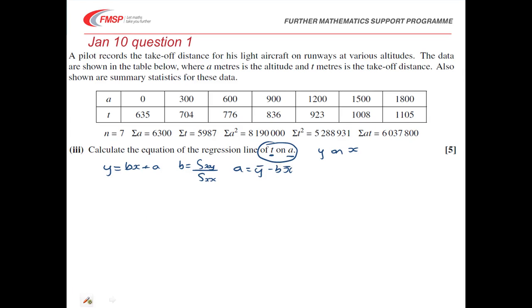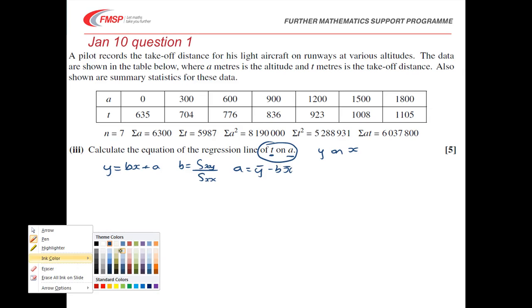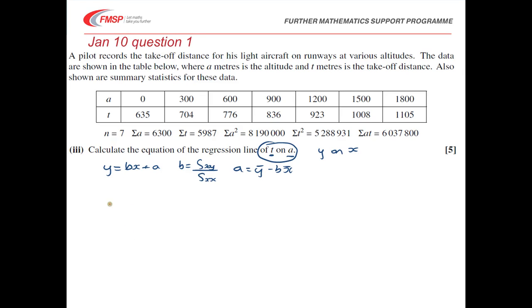Before we use this, and I strongly advise you to do this, put it into the correct context. So this should be T equals bA plus, since I've already used a, let's call it c, where b in this case is going to be SAT over SAA, and c, your y-intercept, is going to equal t bar minus b a bar. To do this we need some calculations. We need to know what a bar, t bar, SAT and SAA are.